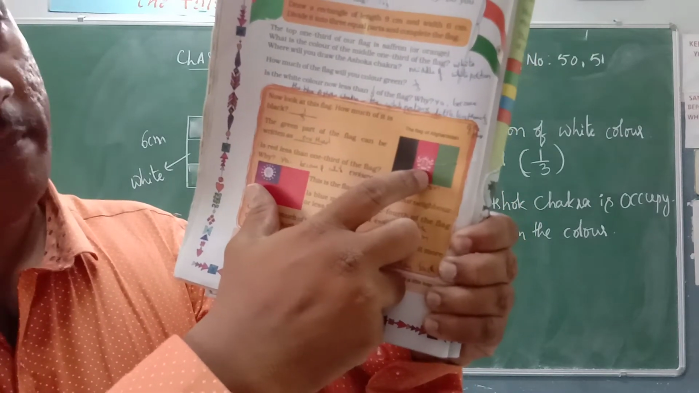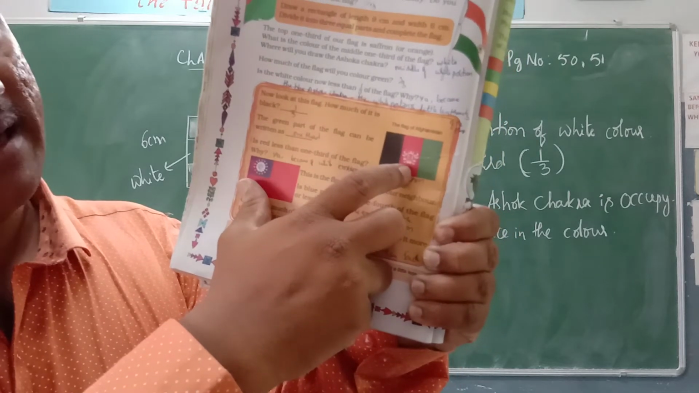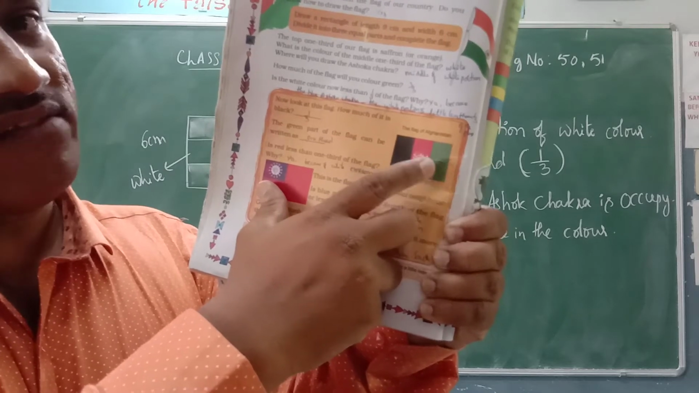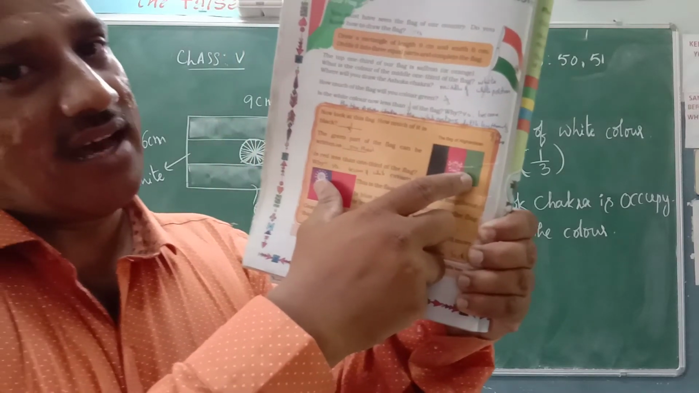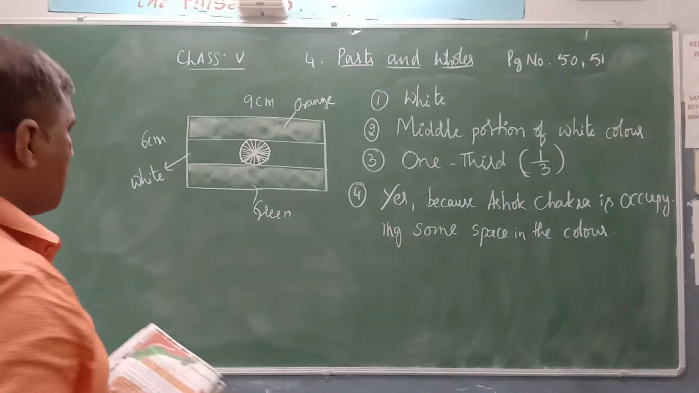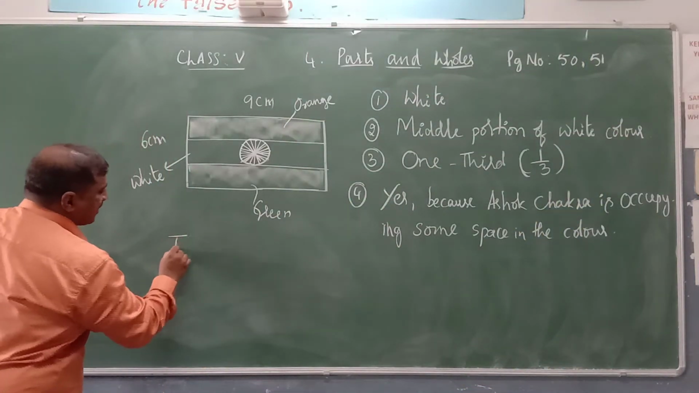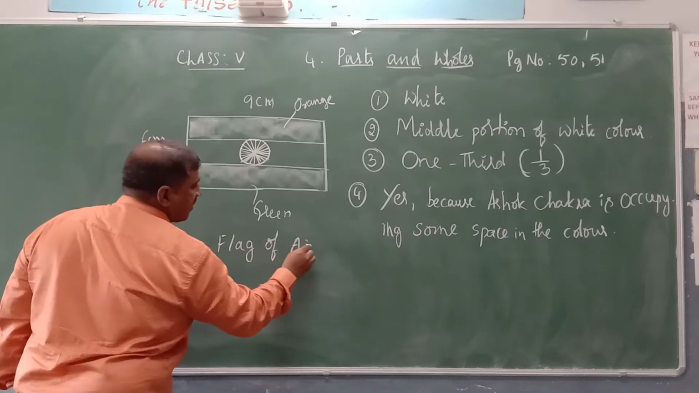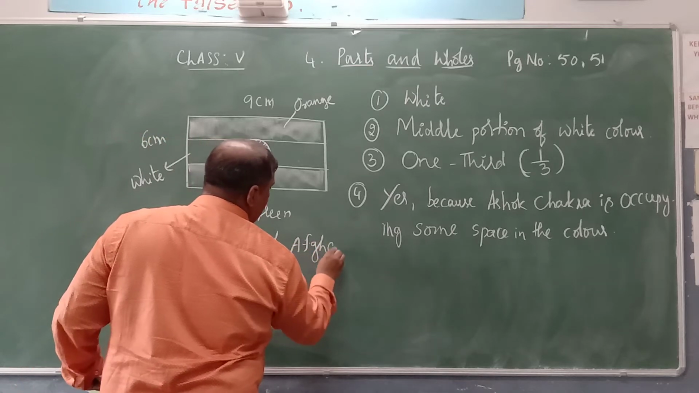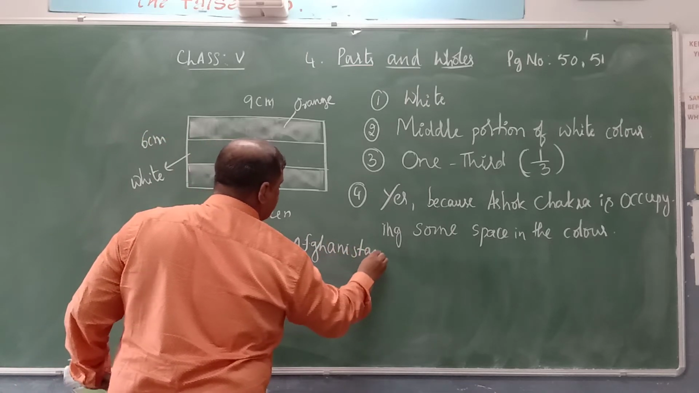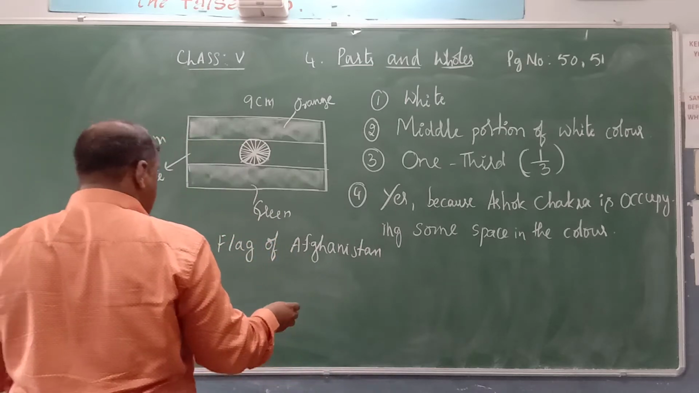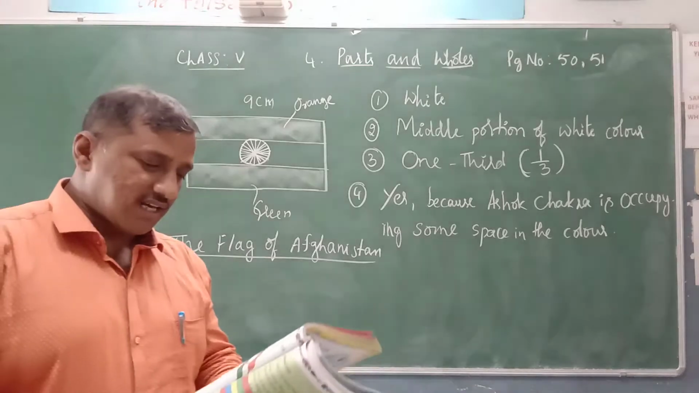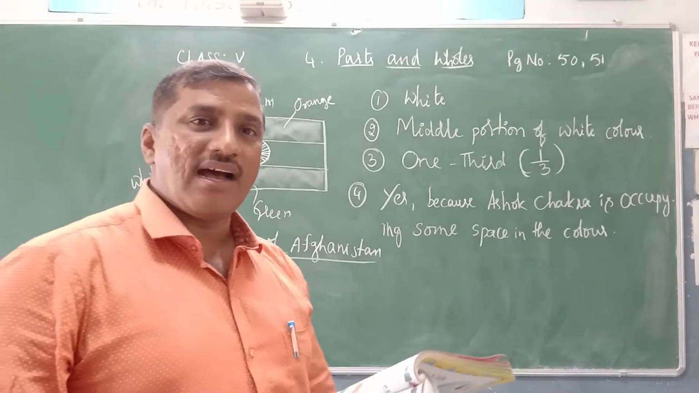And we are finding an emblem in the middle of the red color. So it is divided into how many colors? 3 colors. And all are equal parts. Now observe this and answer the questions. Here is the flag of Afghanistan. In this flag we have 3 colors. What are those? Black color, red color and green color.